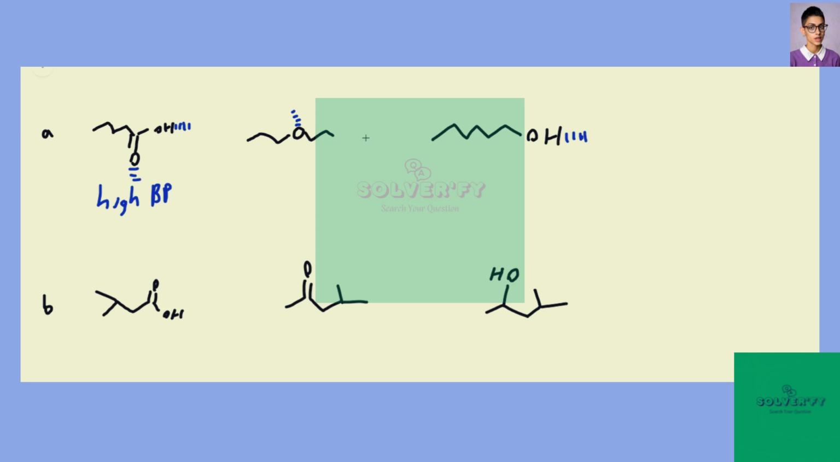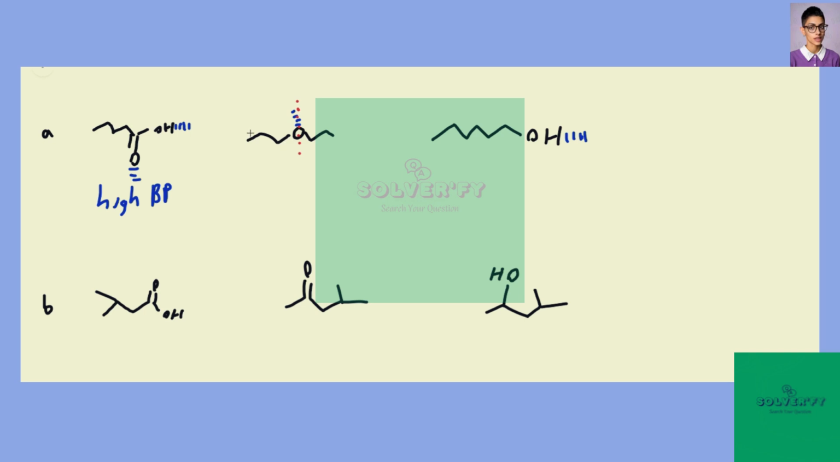Now, what about these two? Well, here we have an ether, here we have an alcohol. This alcohol can be deprotonated to get a fully negatively charged oxygen. A fully negatively charged oxygen is quite a bit more polar than just an oxygen in between two hydrocarbon chains. And in fact, there is an internal plane of symmetry in this molecule, so this is actually a non-polar molecule.